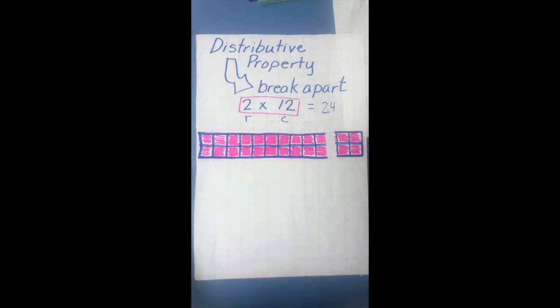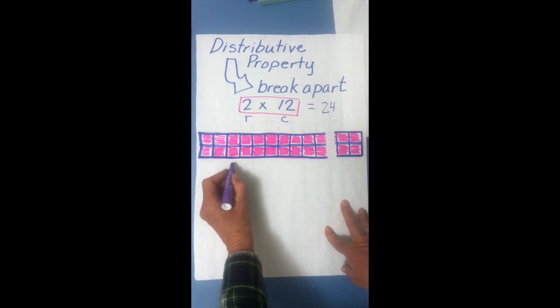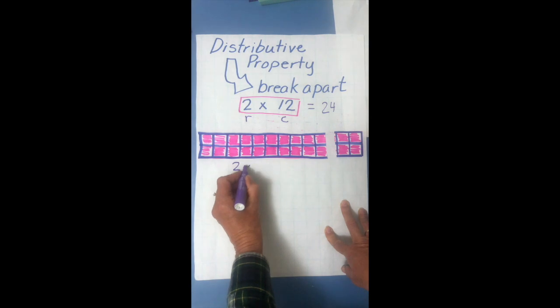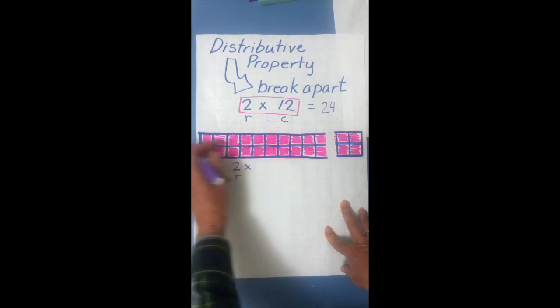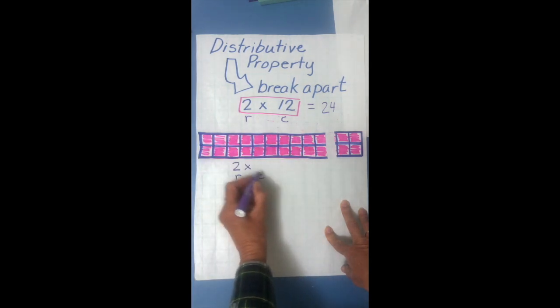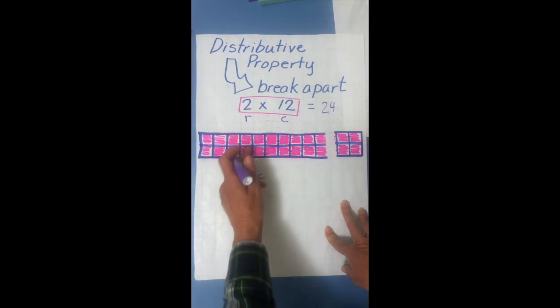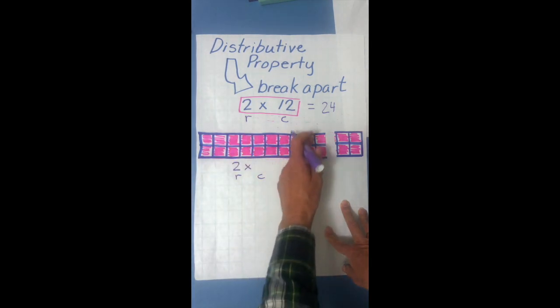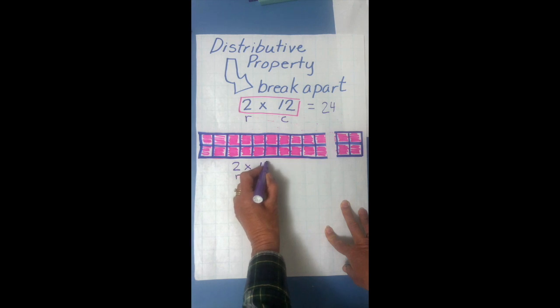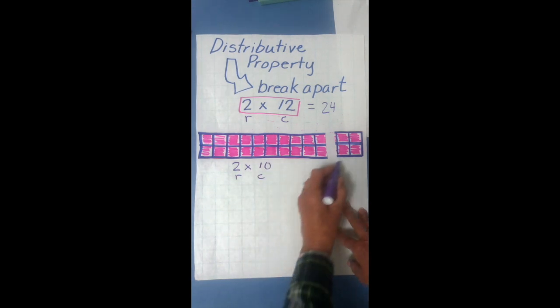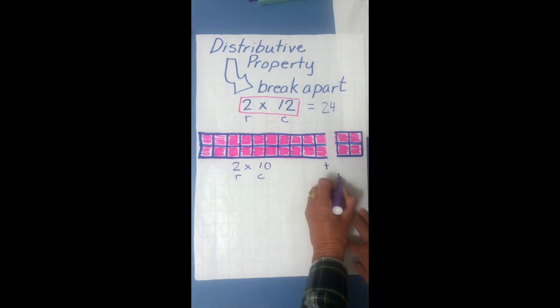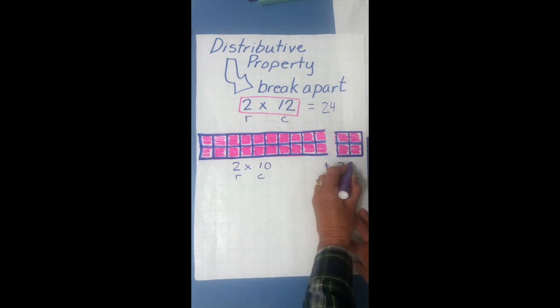And now I have the array 2 times, so this is rows, 1, 2 rows times the columns, which is 1, 2, 3, 4, 5, 6, 7, 8, 9, 10. Okay, and then plus, because I just broke this apart, so I could add these two together, which would be rows and columns. That would be 2 rows and 2 columns.